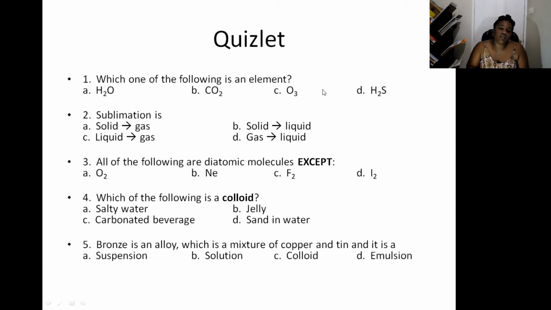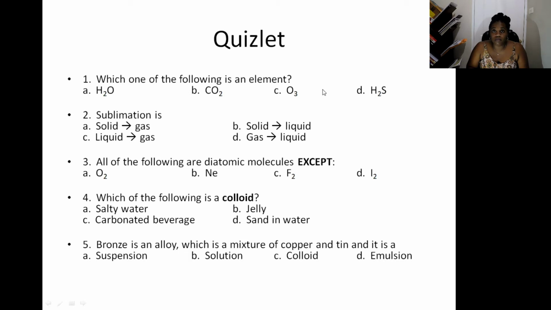Sublimation is A, solid to a gas, B, solid to liquid, C, liquid transitioning to a gas, and D, gas transitioning into a liquid. So pick the best transition that represents sublimation. Good. 3. All of the following are diatomic molecules except.